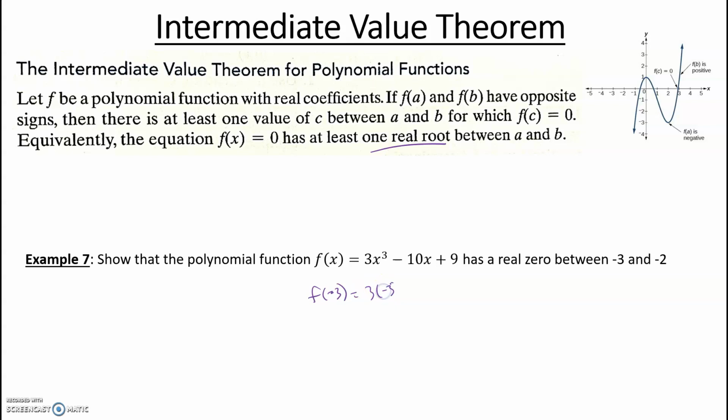So we've got 3, negative 3 cubed, 10 times negative 3 plus 9. And if you do all of that out, you wind up getting negative 42. Let's plug in negative 2. So we've got 3 times negative 2 cubed, 10 times negative 2 plus 9. All said and done, you get 5. So notice this is a negative y value, this is a positive y value. They're going to cross that x-axis somewhere between 2 and negative 3. Okay, somewhere between 2 and negative 3, you're going to cross that x-axis.